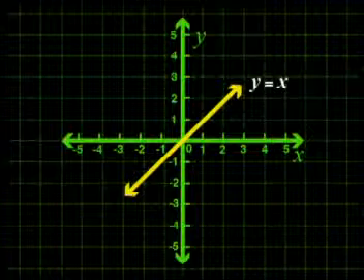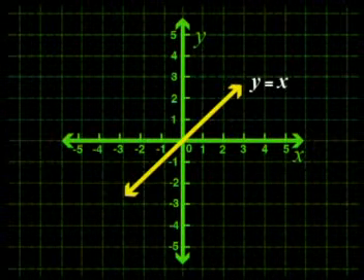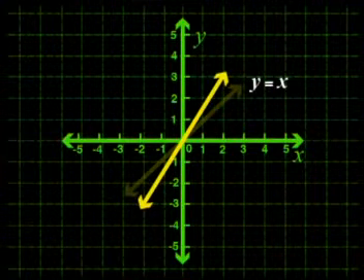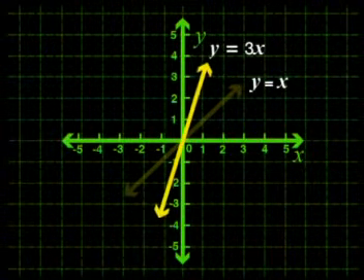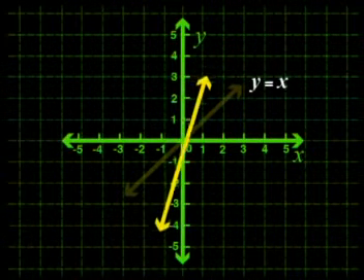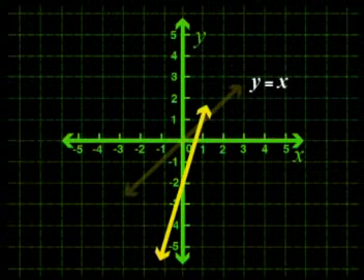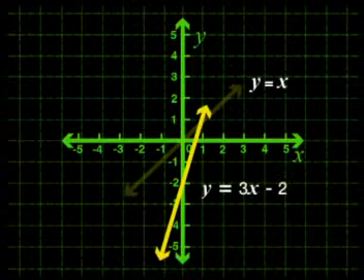Let's look at it again and describe the change. The gradient of the parent graph y has been made steeper. So the new gradient is 3 over 1. Then the graph shifts down 2 units to make the y-intercept minus 2.